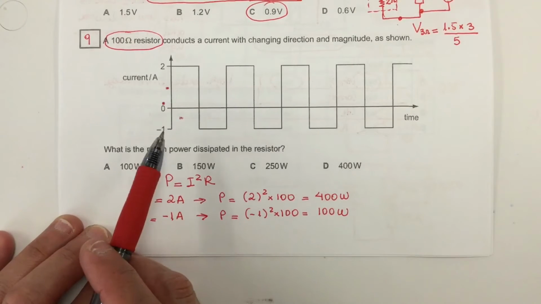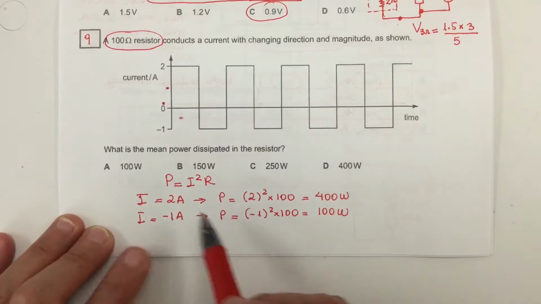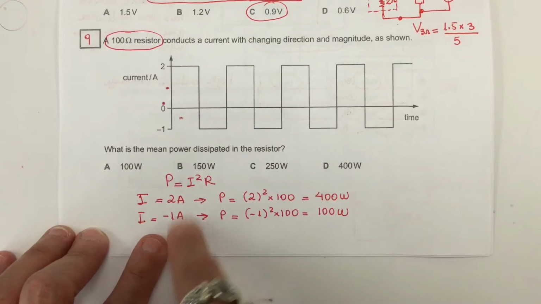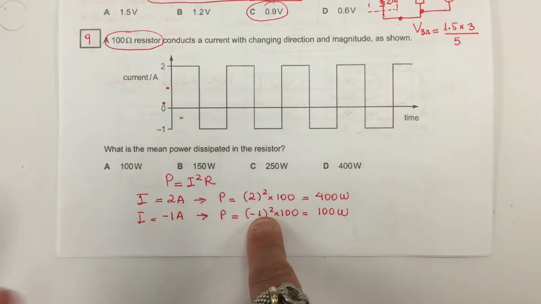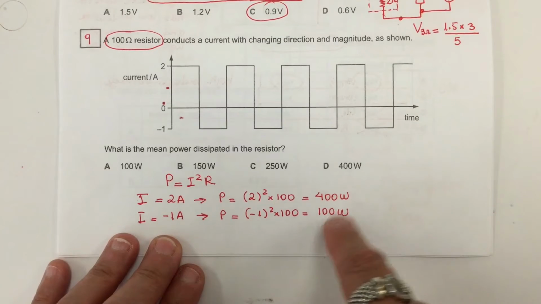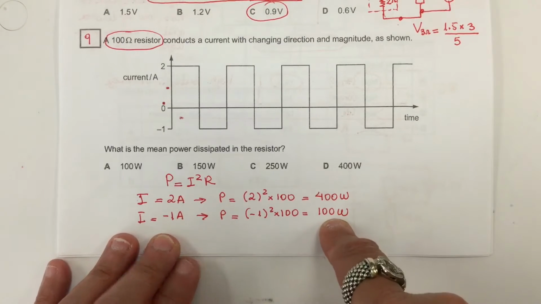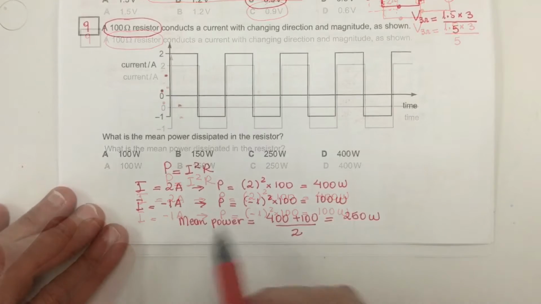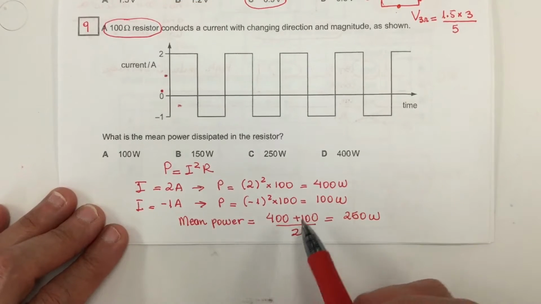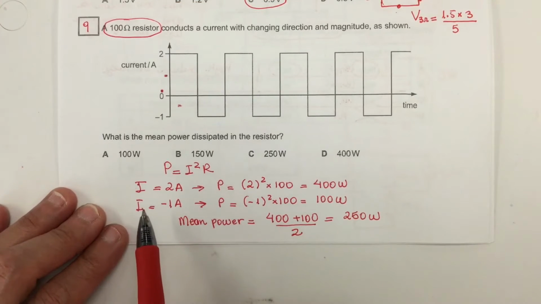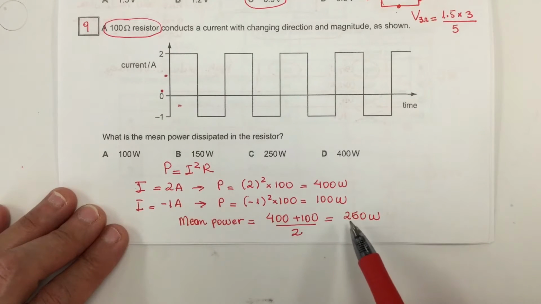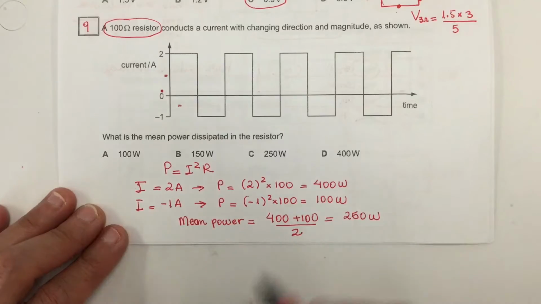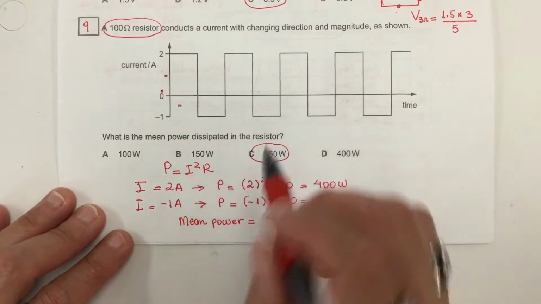For the minimum value of the current, even if you want to use a negative sign, when you square, it's positive anyway. So the power is a positive 100 watts. So the mean power is the average of the maximum and minimum values of the power. So 400 plus 100 divided by 2, 250. And this is the answer.